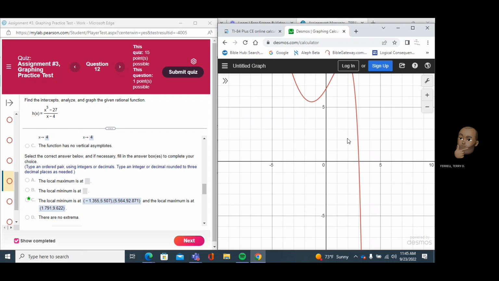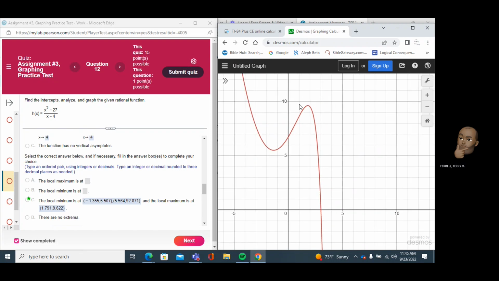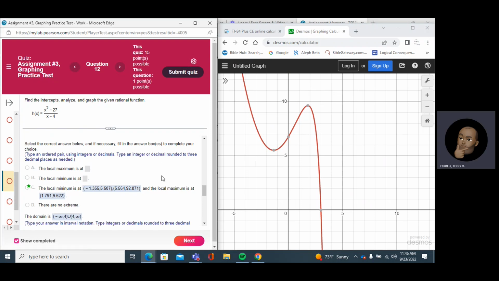And this one here has a local min, which is here, and a local max, which is here. So the way that works on this calculator is easy. All you do is click what you think it's about, and it actually gives you the point here. On the graphing calculator, I think we talked about that in class. You're going to use your minimum or maximum function to do that. So here, the minimum is negative 1.355, which they rounded to 3 places. And the local max is this number here. That's it. Okay, for that one.